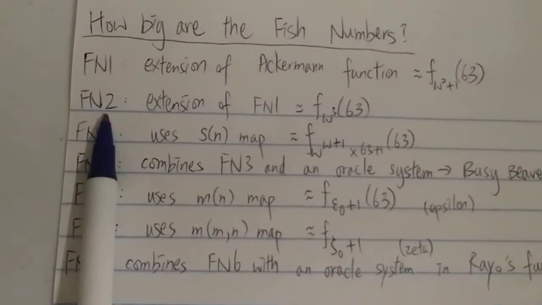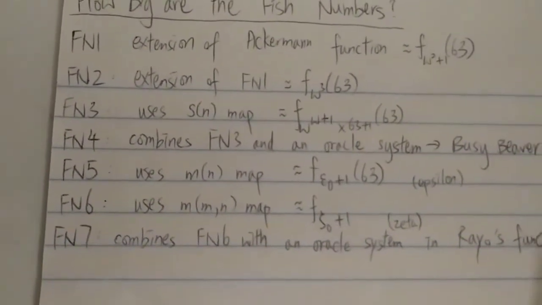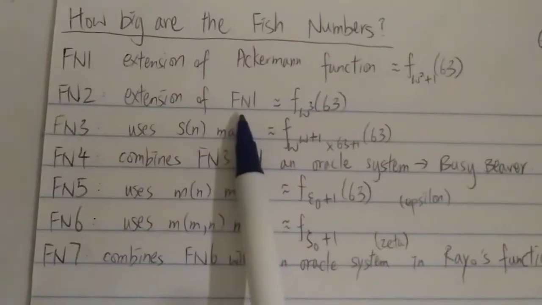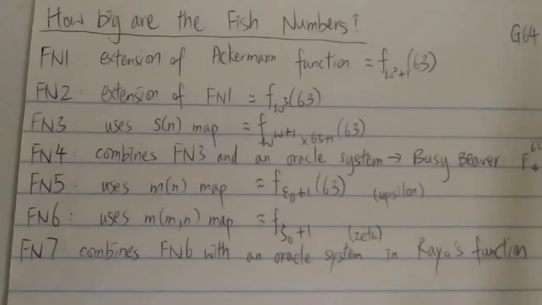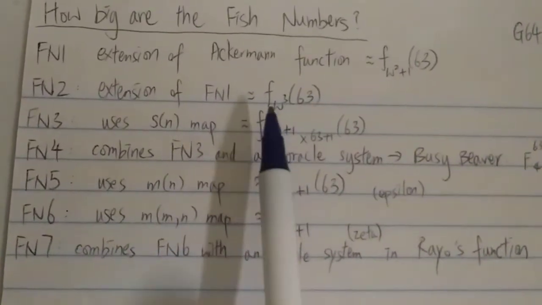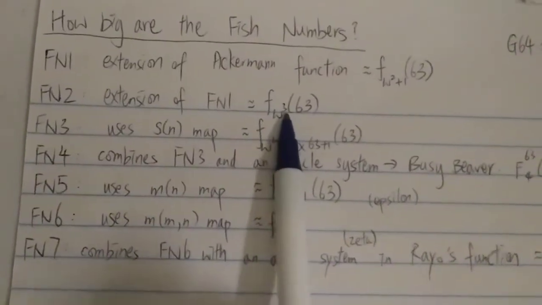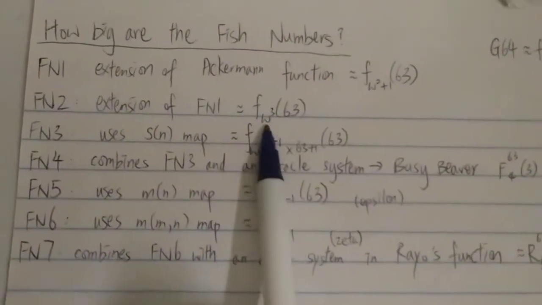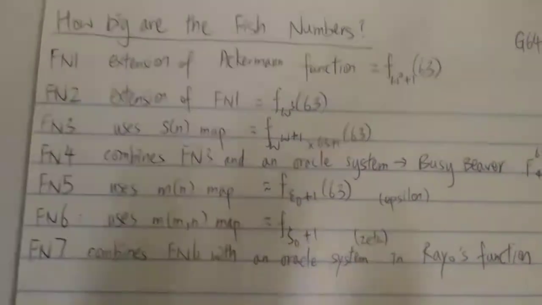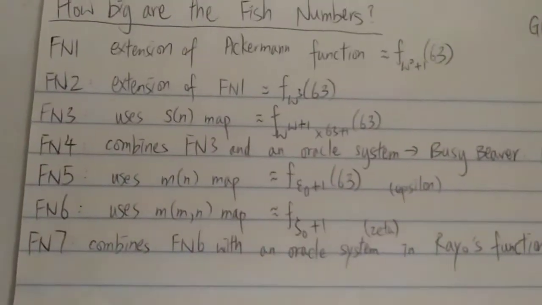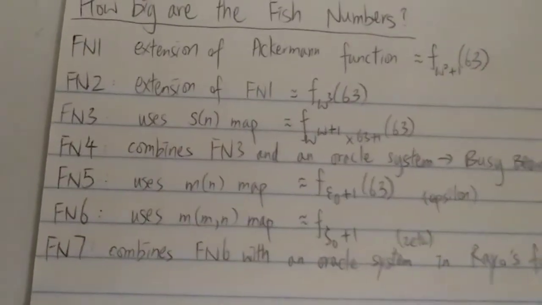The next one, Fish number 2, which is also the second smallest out of the 7, is based on an extension of Fish number 1. Basically, they're similar, but it's much bigger than Fish number 1. Its size is around f of omega cubed, or omega to the power of 3 plus 63. Omega cubed is much bigger than omega squared, so it's much bigger than that. Again, I'm just going to give you an approximation of how big they are, and not explain in too much detail, because some of them are quite hard to explain or understand.